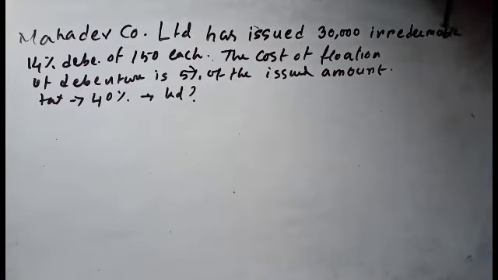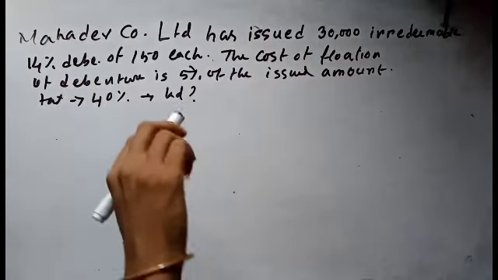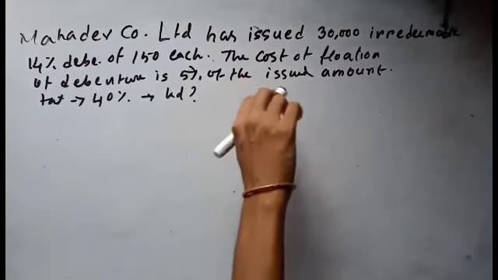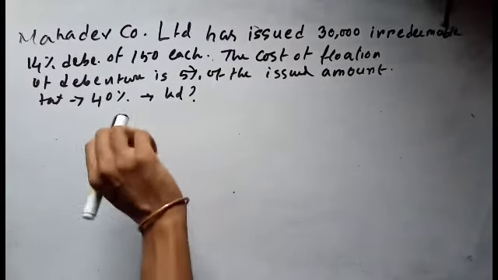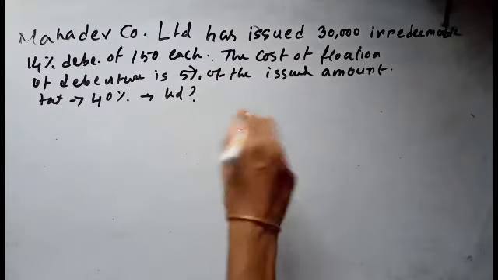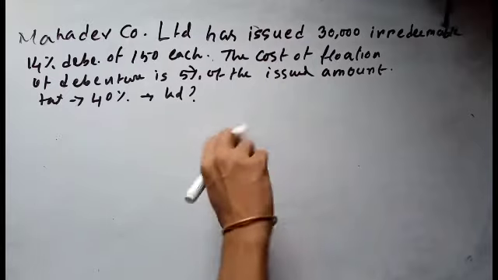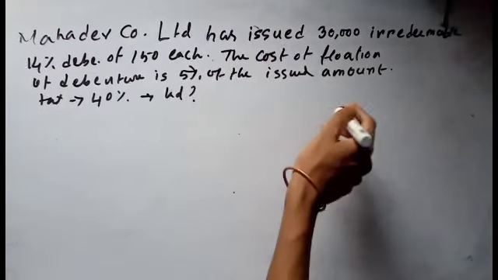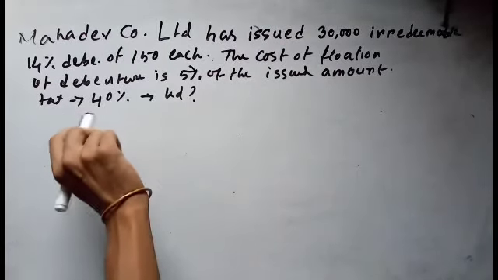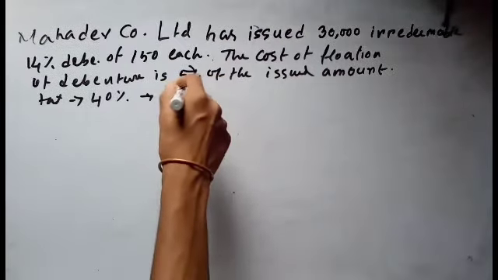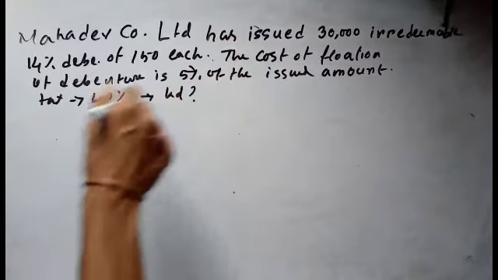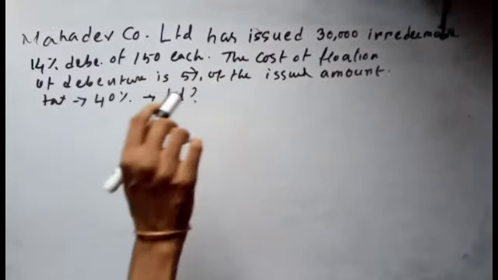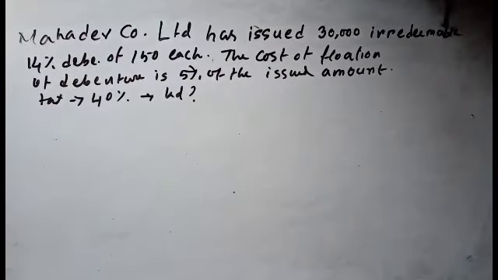So in the question, Mahadev Co Ltd has issued 30,000 irredeemable 14% debentures of 150 each. The cost of flotation of debenture is 5% of the issued amount, and the tax rate is given as 40%. We need to calculate the cost of debt. Now here we need to put the formula of irredeemable debenture.